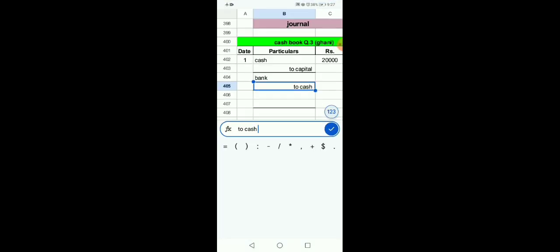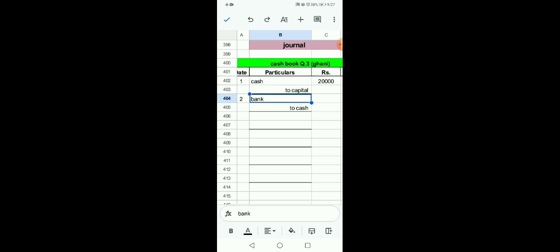What date was it? 2. So you will mention the date over here too. Dates are very important. No matter, the actual target is to put journal entries. This is your journal entry, and this is your second journal entry.